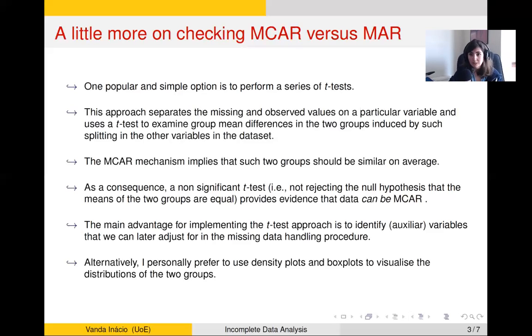I personally prefer, rather than doing a battery of t-tests, using density plots or box plots. So again, for each observed variable, I construct the two groups: the group corresponding to those who have observed values in the variable that has missing values, and those who have missing values in that variable. Then I look at the box plots or the density plots. So rather than just looking at the mean, I look at the whole distribution, and of course I need to do that for all variables.